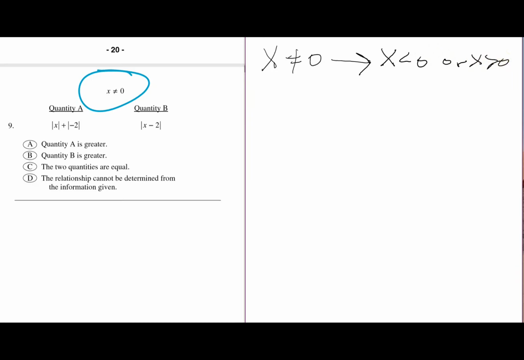Now the key with this one, I'm going to do it graphically. There's a key definition for absolute value. If you want to know what absolute value actually is graphically, what you end up drawing is this.